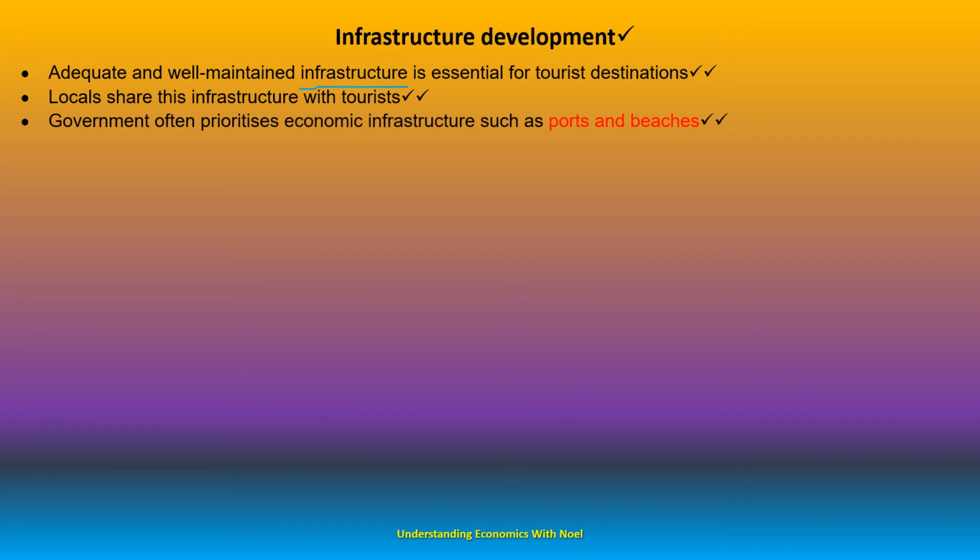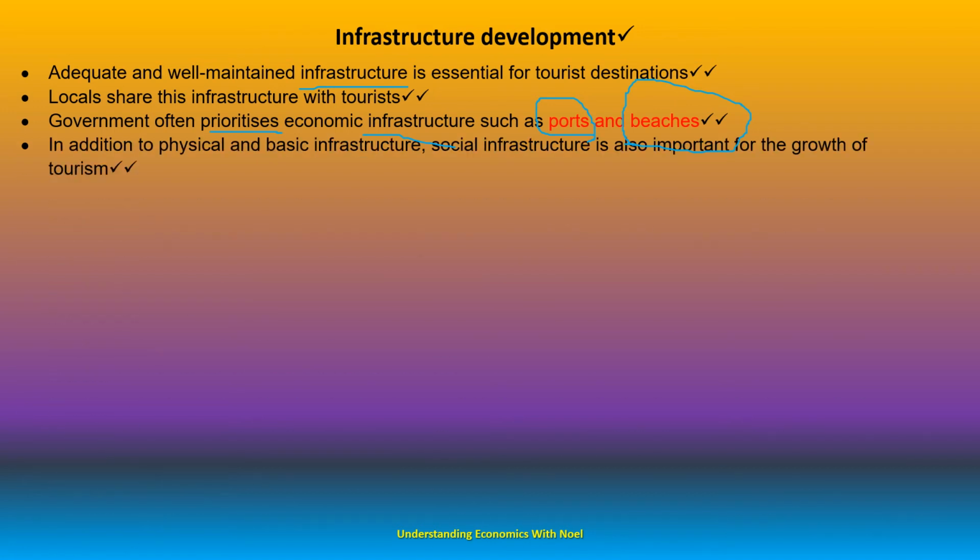Government often prioritizes economic infrastructure like the issues of ports. We have to ensure that they are okay. Where we have to go and swim. They have to explore that we do have a lot of beaches in South Africa. People want to see those items. In addition to physical and basic infrastructure, social infrastructure is important for the growth of tourism. We do have stadiums.